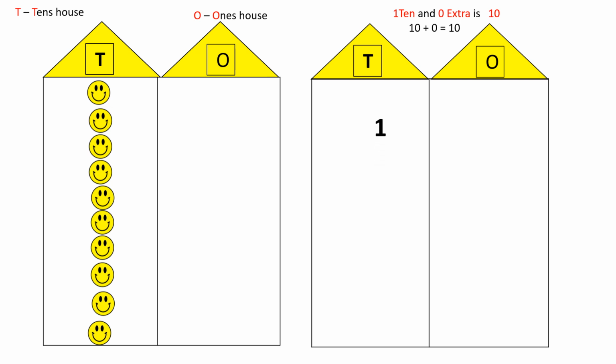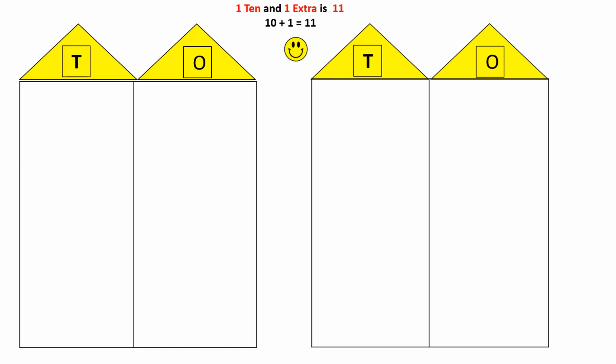So now you know 10's house has 10. So how are we going to write 10? Look at what Amar ma'am has written. Very good, my children. 1 ten and 0 extra. There is nobody in one's house, so 0. So it is 10. Today we will learn how.